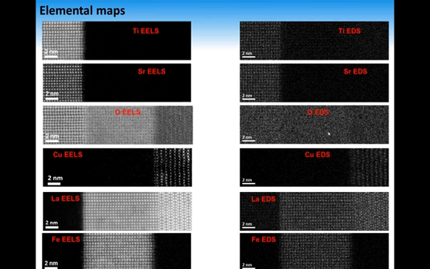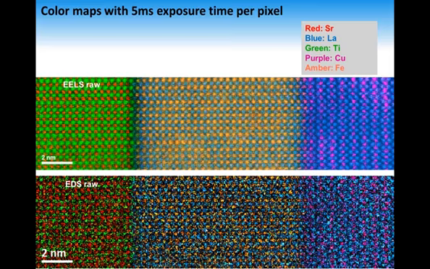If you look at the oxygen, we don't see anything in EDS, so you can still see pretty nice structure in EELS. If you combine all these maps in color, you get a pretty nice EELS map. You can see elemental diffusion at the interface. You also see the presence of a double layer of copper.